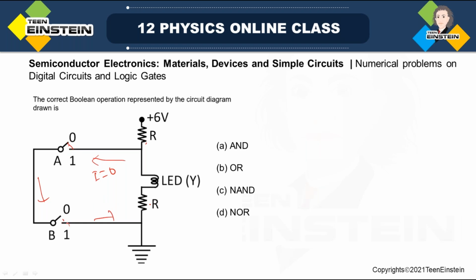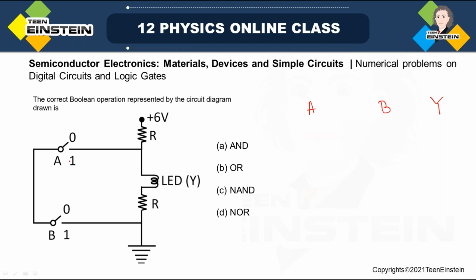Okay, if either of these switches is open, then this circuit is not a continuous circuit. That's why the LED will glow, current will not flow through this circuit. Let us see now. So what is the operation like? Let me find out the truth table itself. A, B, and then LED glowing means 1 and not glowing means 0.